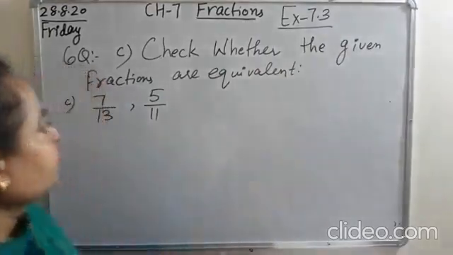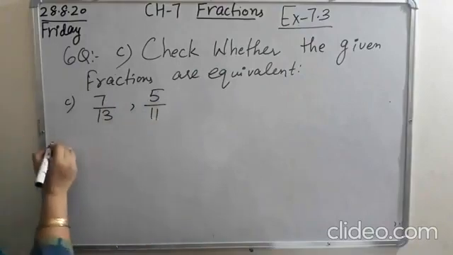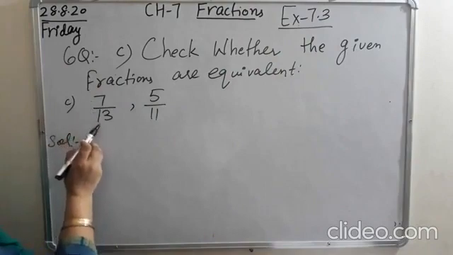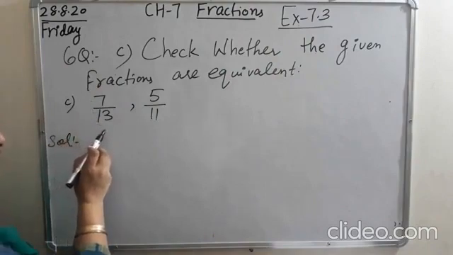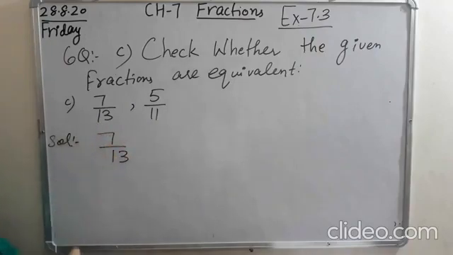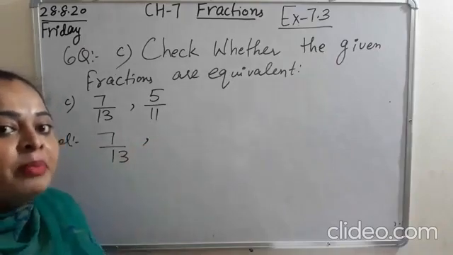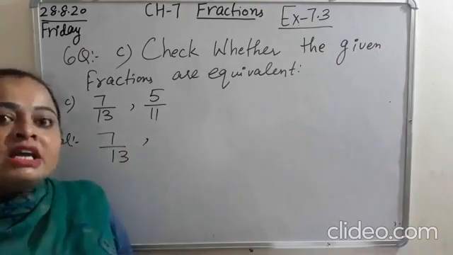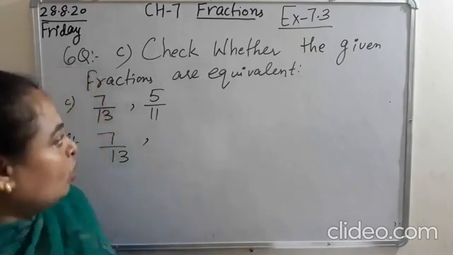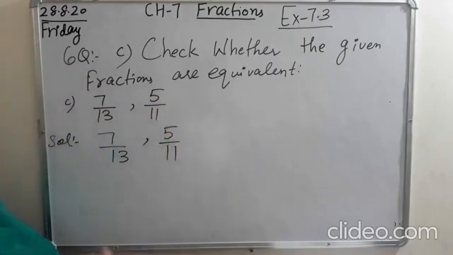Now C part, 7 by 13 and 5 by 11. Solution. On the left hand side, 7 by 13 has no common factor. So we will write 7 by 13 as it is. Now come to the right hand side. On the right hand side we have 5 by 11, and in 5 by 11 again we have no common factor. So write 5 by 11 as it is.